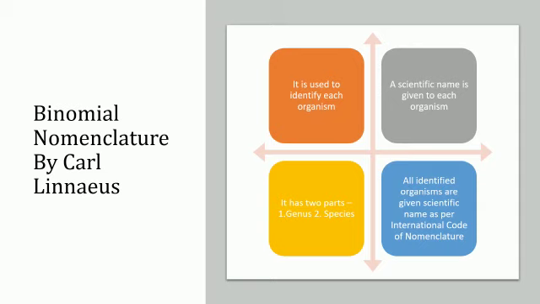All identified organisms have been assigned a binomial name as per the guidelines of the International Code of Nomenclature. For example, hibiscus. Hibiscus belongs to the kingdom Plantae and its scientific name is Hibiscus rosa sinensis. Cow. Cow belongs to the kingdom Animalia and its scientific name is Bos taurus.